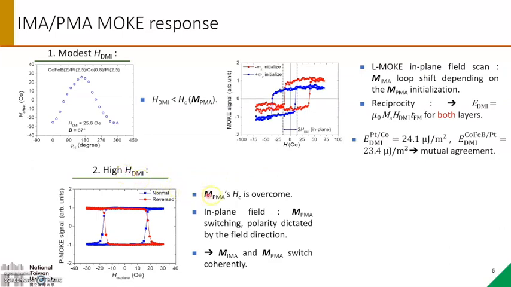where the HDMI actually exceeds the PMA coercive field, the in-plane field sweep will result in magnetizations switching coherently, as evident in the polar-mode measurement. Not only that, the PMA magnetization's switching polarity is determined by the in-plane field scan sequence. This coherent switching behavior is instrumental in achieving field-free switching.